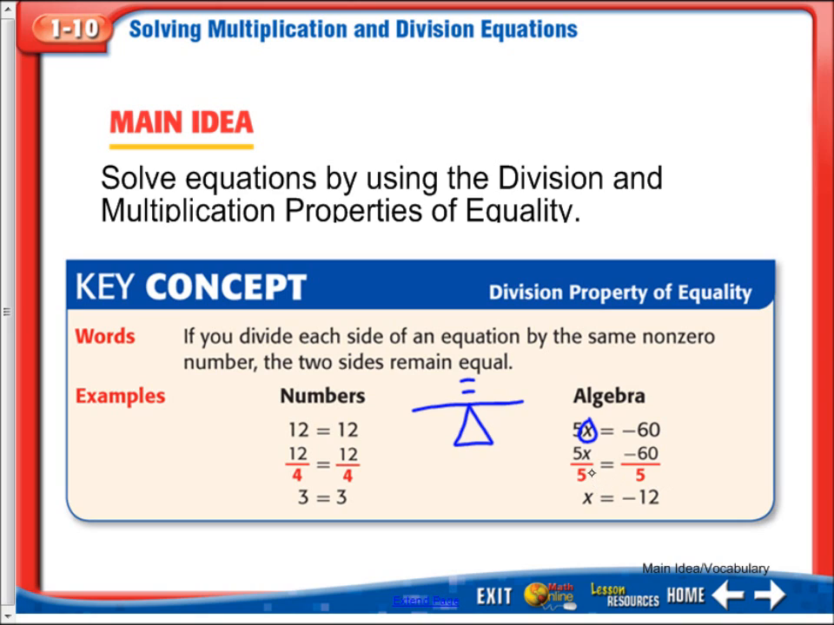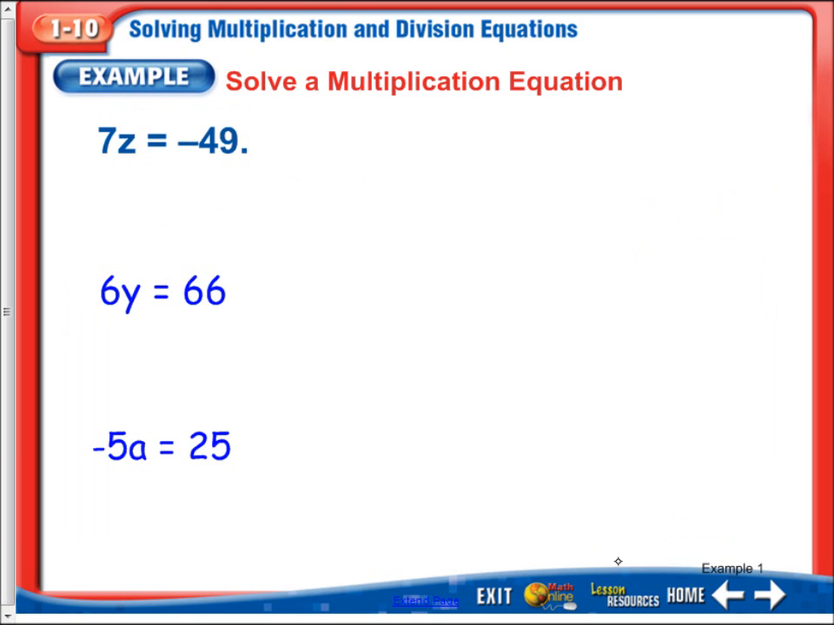The reason we do that is because this 5 divided by 5 will turn into 1, and we know that 1 times x equals x. That's our identity property of multiplication. So instead of writing 1 times x, all you have to do is write x equals negative 12. All right, let's take a look at a couple of these.